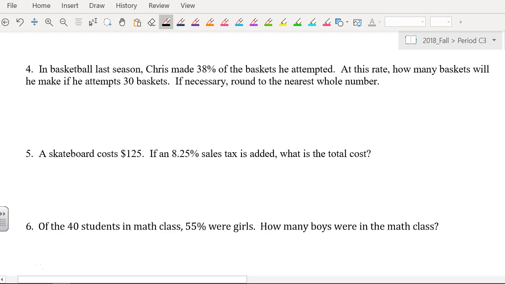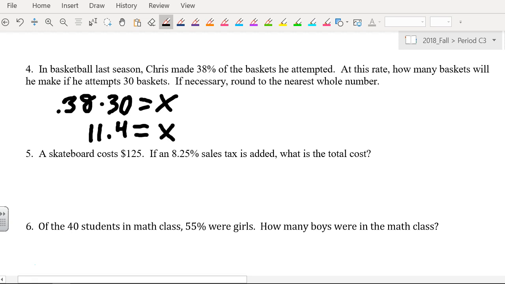Quick. In basketball last season, Chris made 38% of the baskets. At this rate, how many baskets will he make if he attempts 30? So all you need to do is find 38% of 30. 0.38 times 30 equals x. What is that, guys? Times it. 11.4? It's just 11. Round to the nearest whole number, so it's going to be just 11.